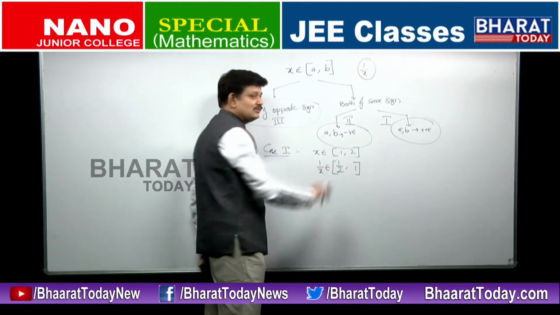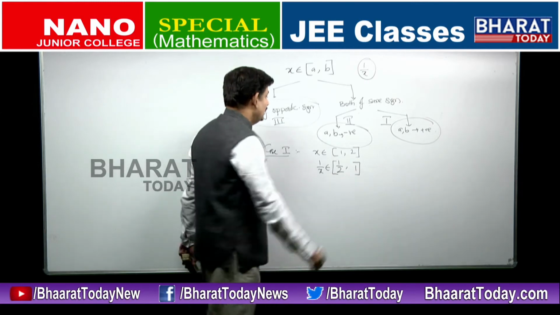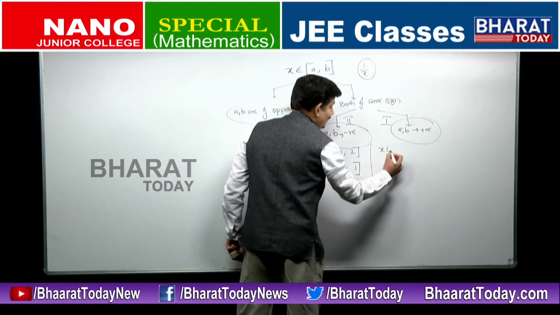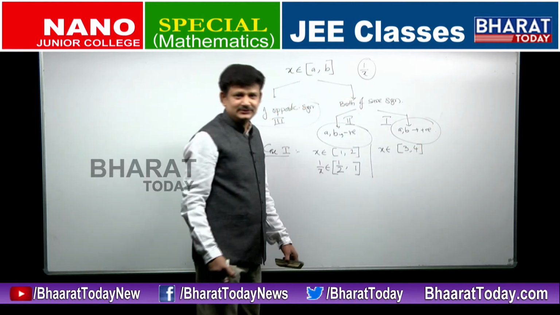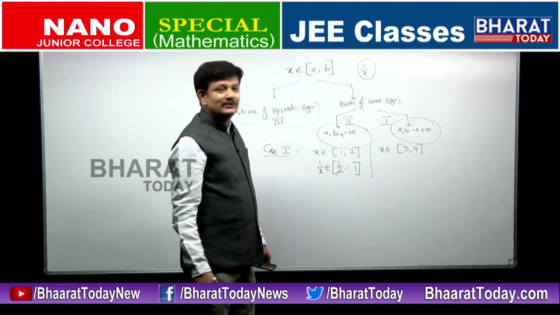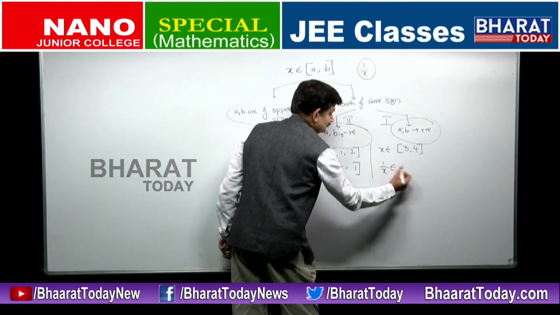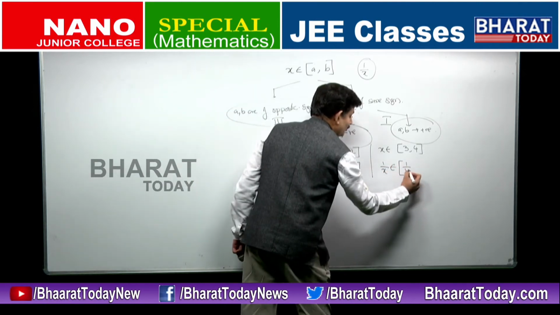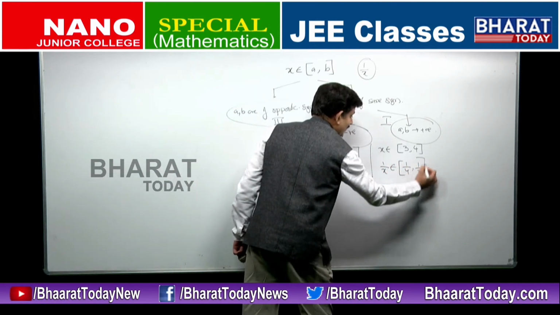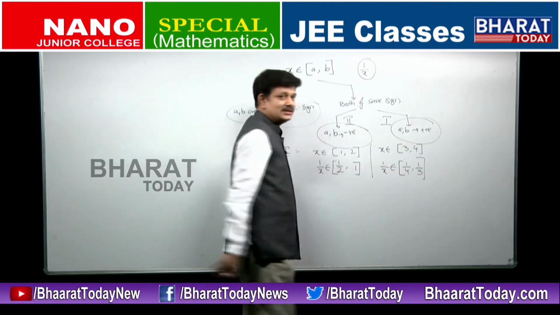So whenever x is between 1 and 2, 1 by x will be between 1 by 2 and 1. Try it with one more example. If x is between 3 and 4, is it not simple common sense, right? x is between 3 and 4. So where will 1 by x lie? It will lie between 1 by 4 and 1 by 3. The reciprocal of 4 will come here, the reciprocal of 3 will come this side.